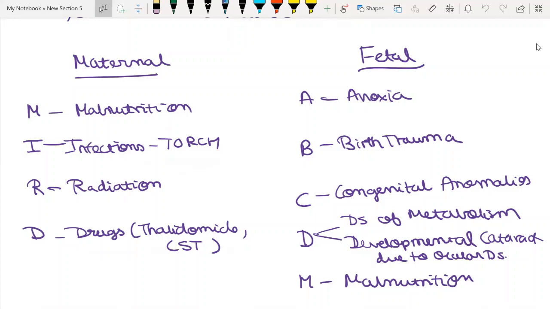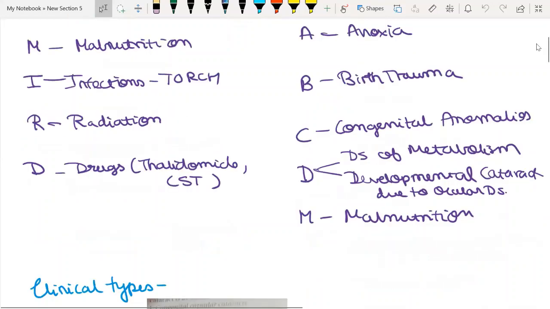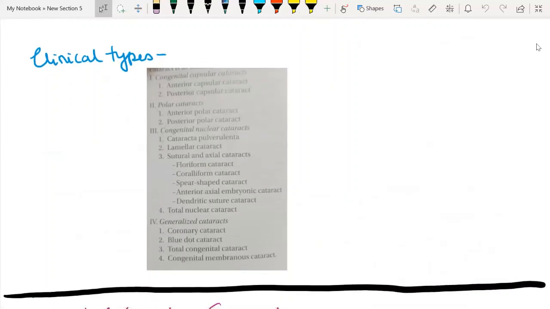Under fetal causes, we have a mnemonic A, B, C, D, M, which means A for anoxia, B for birth trauma, C for congenital anomalies, D for diseases of metabolism and developmental cataract due to ocular diseases, and M for malnutrition. The clinical types include congenital capsular cataracts, which can further be divided into anterior type and posterior type. The polar cataract, which is further divided into anterior type and posterior type. The congenital nuclear cataracts, which include cataracta pulverulenta, lamellar cataract, sutural and axial cataracts, and total nuclear cataract.